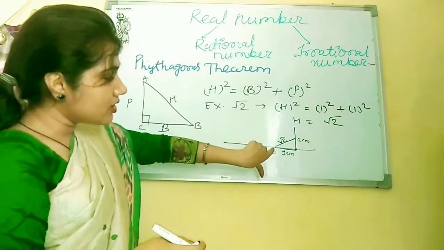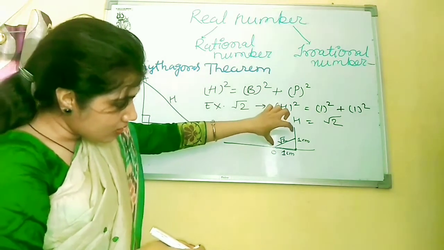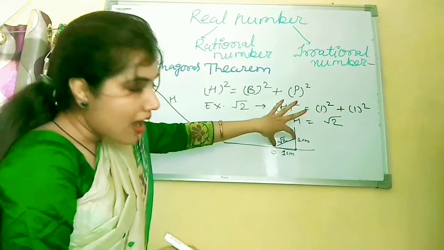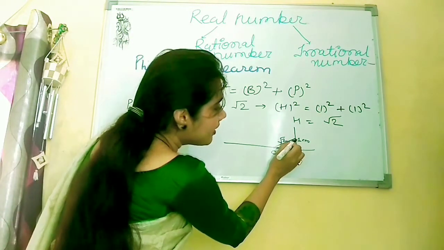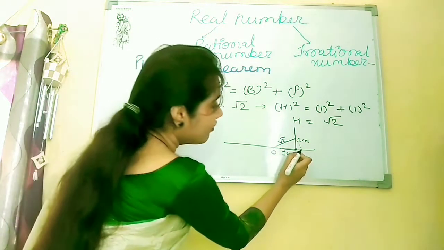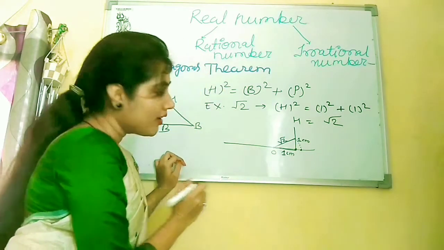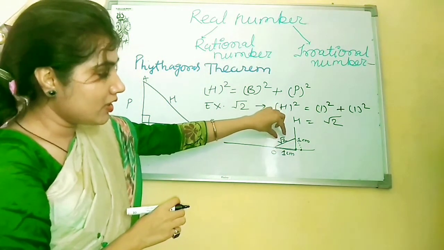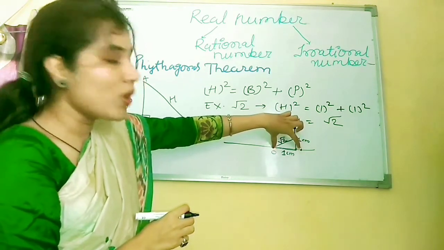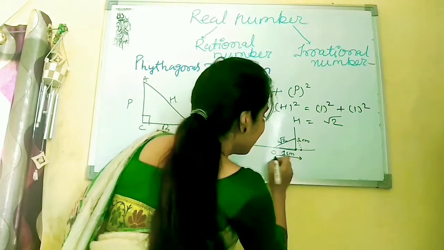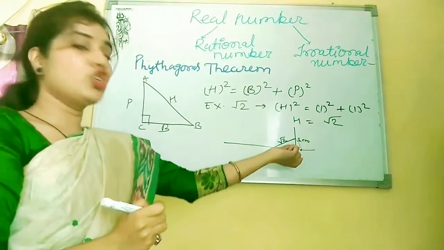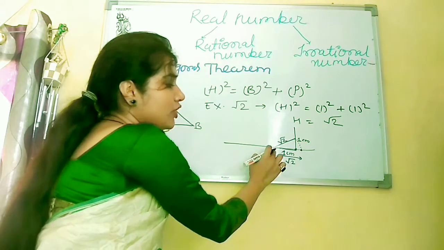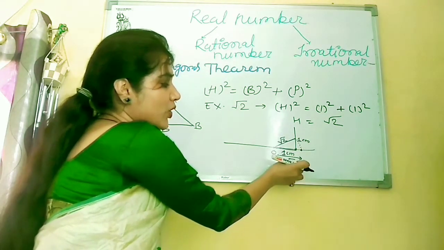Now we take this as the center point and this as the radius, and with the help of a compass we draw an arc like this, and we will get this point. If this measurement is root 2, then this is also root 2, with the help of the geometric concept. We found this measurement from the origin, and this distance is root 2.